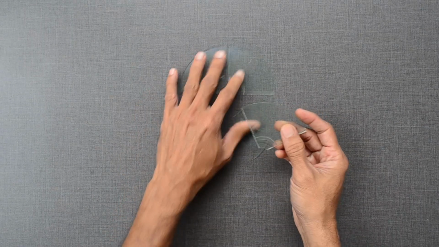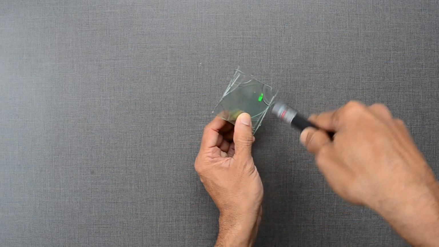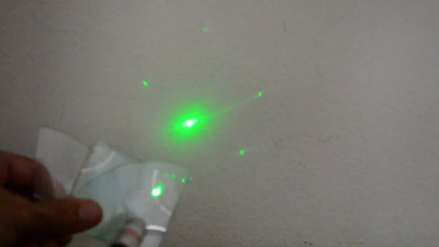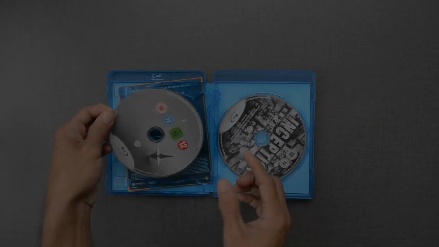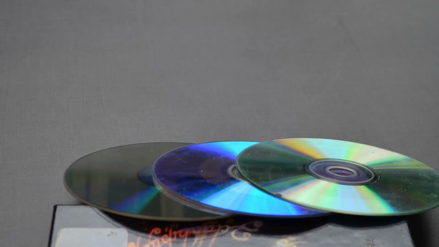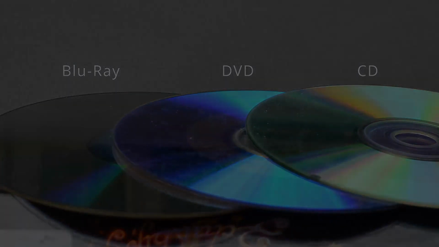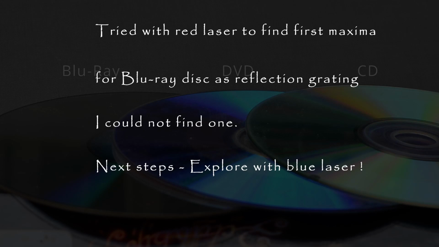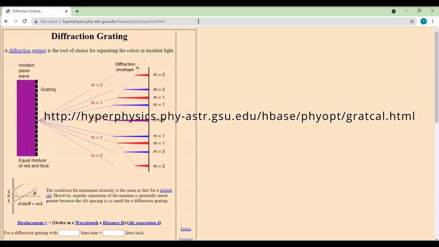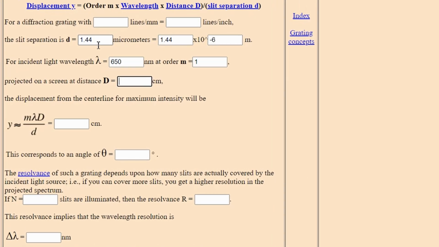How about the orientation of the slit? I can rotate this small piece of disc and you can see the effect yourself. Do try this yourself and find out the slit width for other types of gratings like this Blu-ray DVD. You can also use an online calculator on the Hyperphysics website as well.